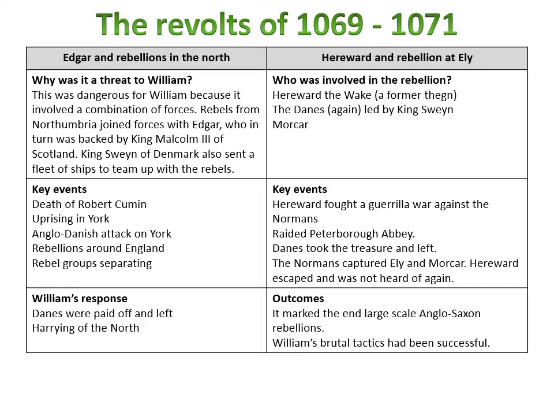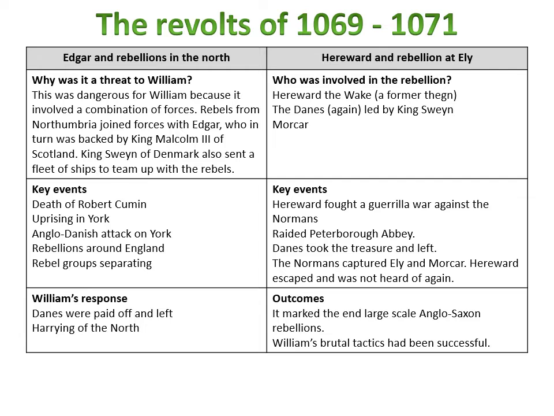But after the initial rebellions, the rebel groups separated, and this was perhaps their downfall, because William's response was twofold. First of all, the Danes who joined in the rebellion were paid off and left. And secondly, William embarked upon the harrying of the north, this vicious destruction of the north of England, because the rebels wouldn't meet him in open battle, and left the land unfarmable for a generation.